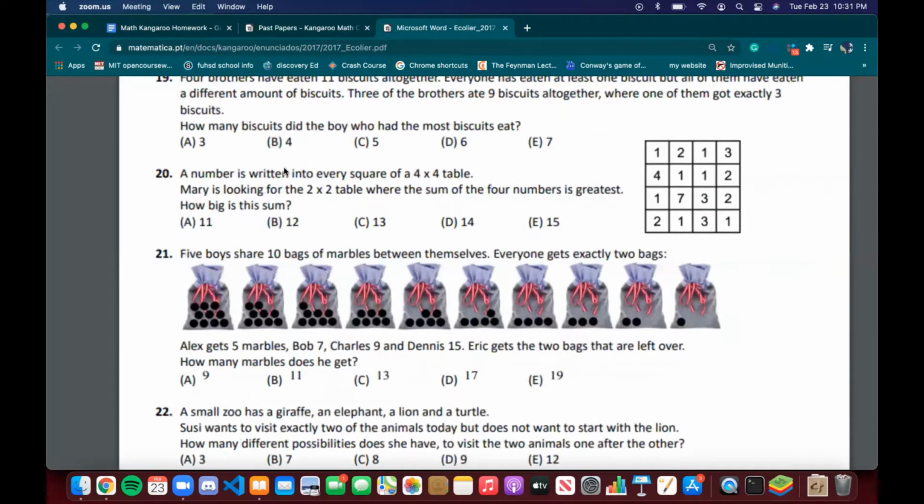Now for problem 21. 5 boys share 10 bags of marbles between themselves. Everyone gets exactly 2 bags. Alex gets 5, Bob 7, Charles 9, and Dennis 15. Eric gets the 2 bags that are left over. How many marbles does he get?